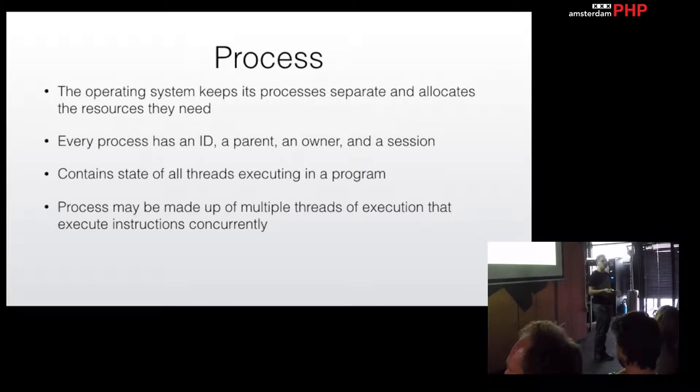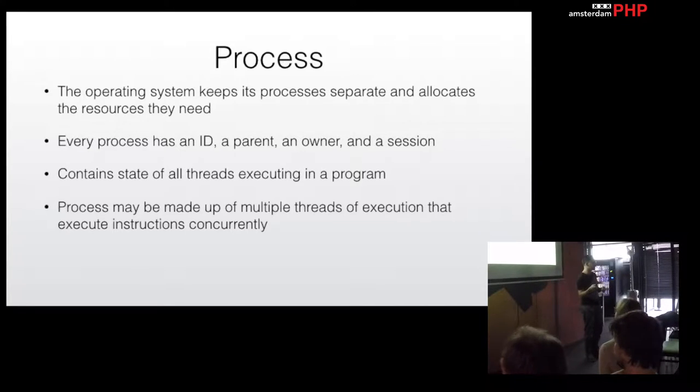And why is that important? Because if your process tries to write in some directory, the owner of this process should be able to write in that directory. That's how we control permissions on Unix systems. So if the process has a user ID that cannot write in a certain directory, then we're not going to be able to write to it. Then our program is going to fail. And also, every process has a session.